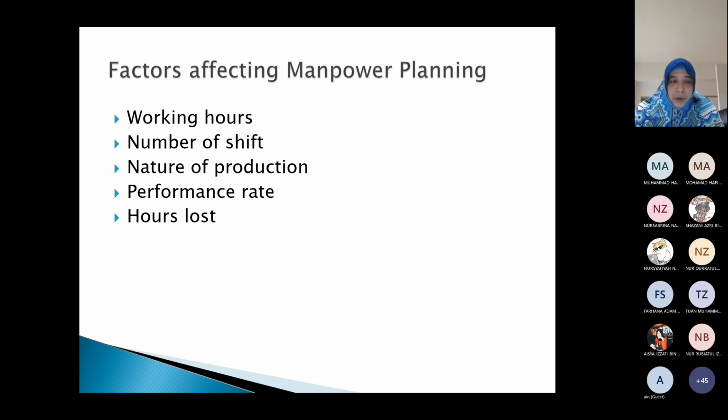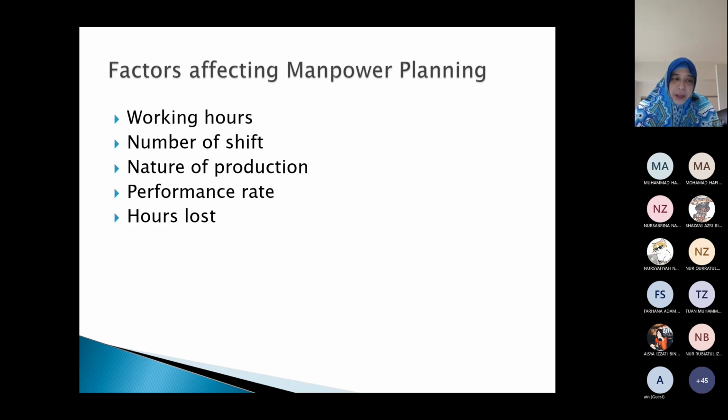So working hours, number of shifts, nature of production, performance rate, and hours lost must be taken into consideration. How many people do you want to hire for your plant? How many technicians? How many engineers? You have to include that when you do the costing or economic analysis for your plant.